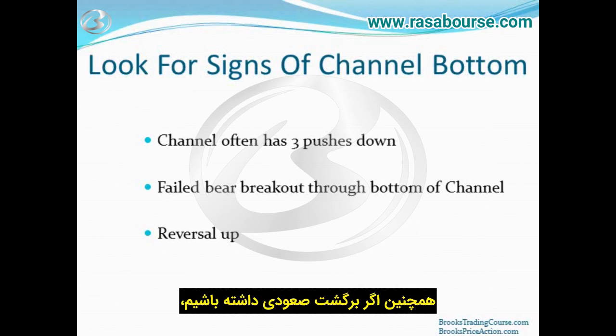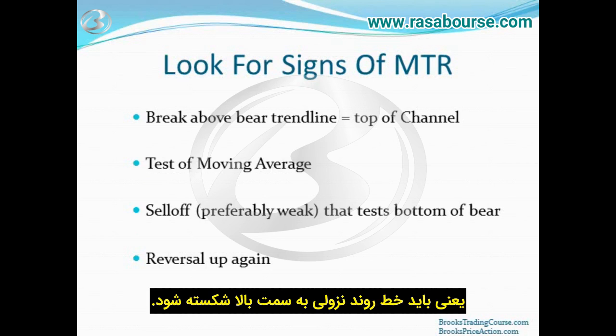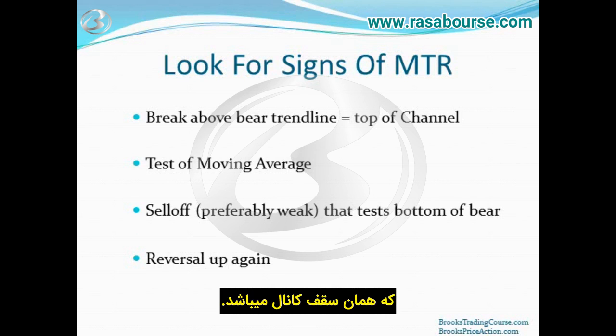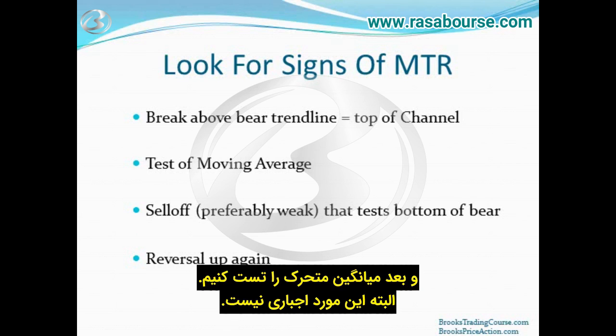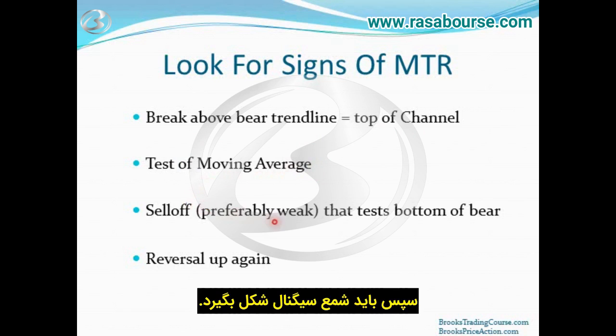Also if we do get a reversal up, you should start looking for signs of a major trend reversal. You want to see a break above the bear trend line, which is the top of the channel, a test of the moving average, although that's not necessary, and then you want to see a sell-off that goes down and tests the bottom of the bear. That's your context, and then you want to see a signal bar, a reversal up again, and that would complete the buy setup.